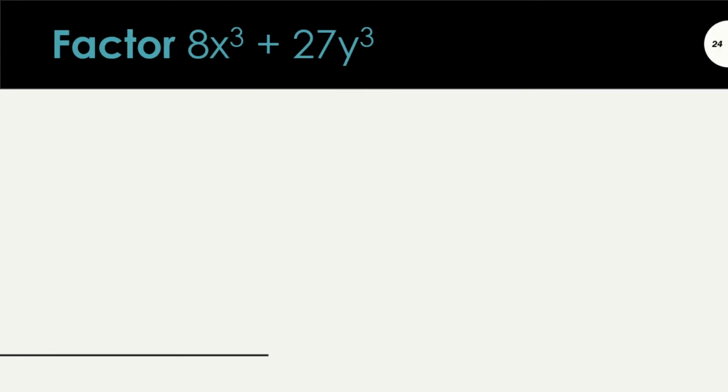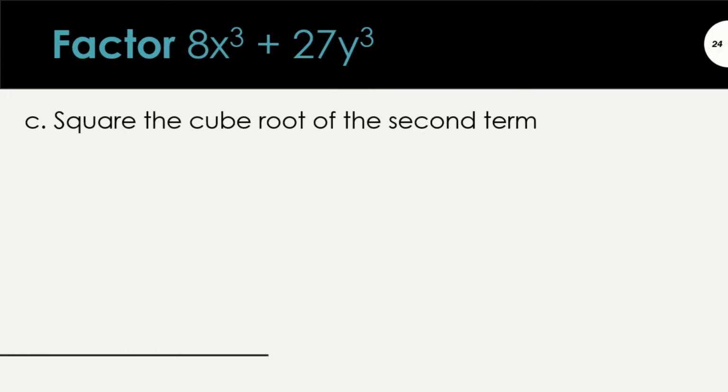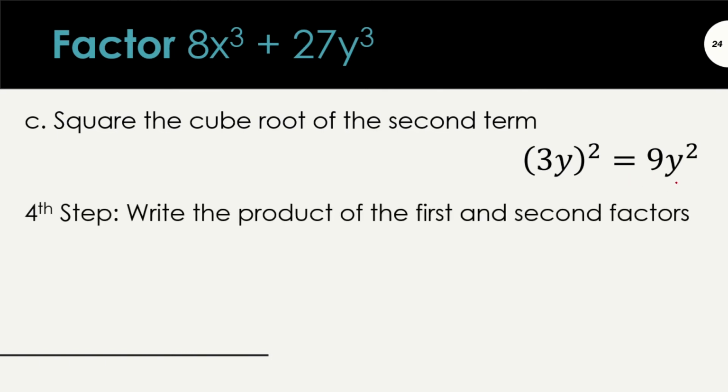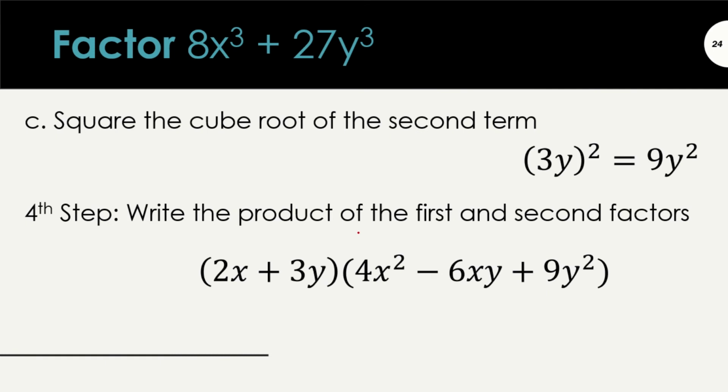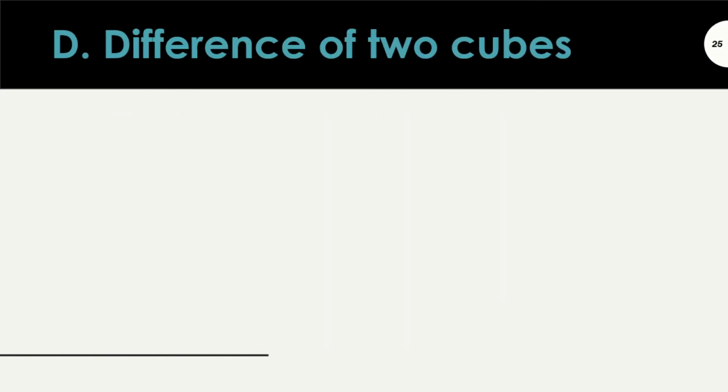Okay, next natin naman ay C, we will square the cube root of the second term. So, 3y squared is 9y squared. So, yung 3 natin, naging 3 times 3 kaya 9. Then, yung last step natin, we will combine. So, we have 2x plus 3y, galing yan sa second step. Then, yung trinomial natin, 4x squared minus 6xy plus 9y squared, galing yan sa third step.